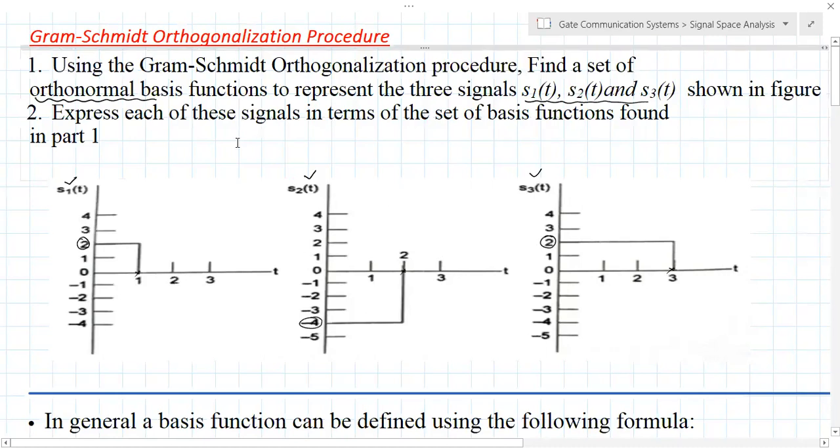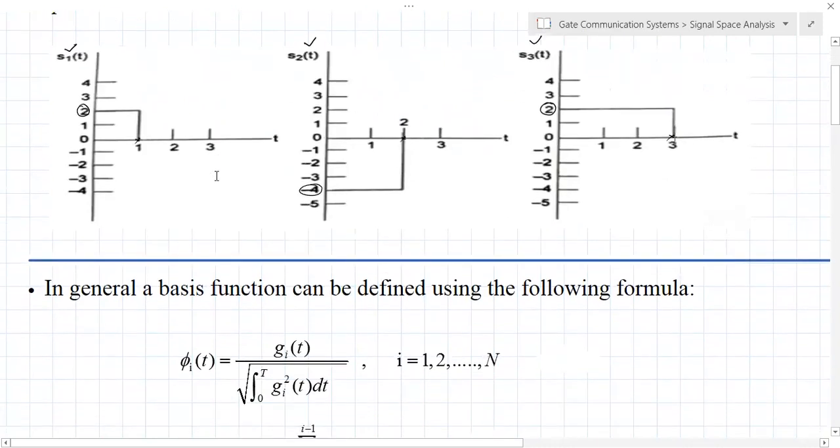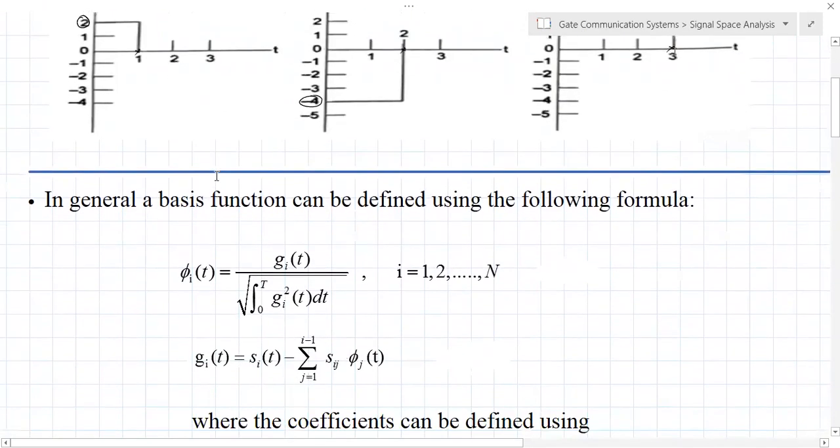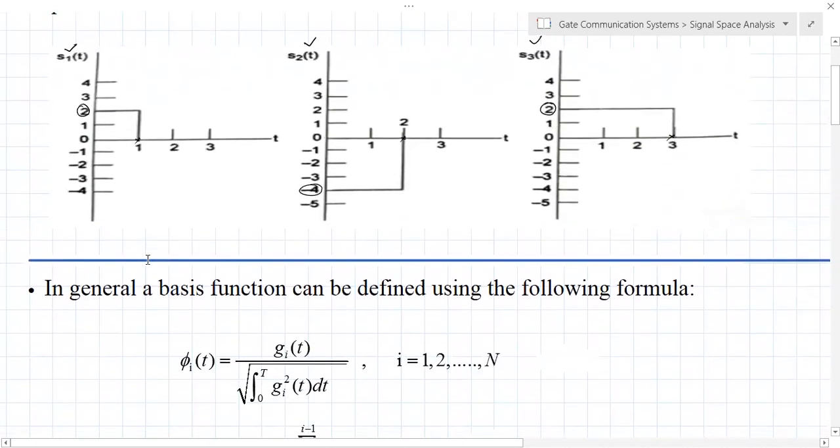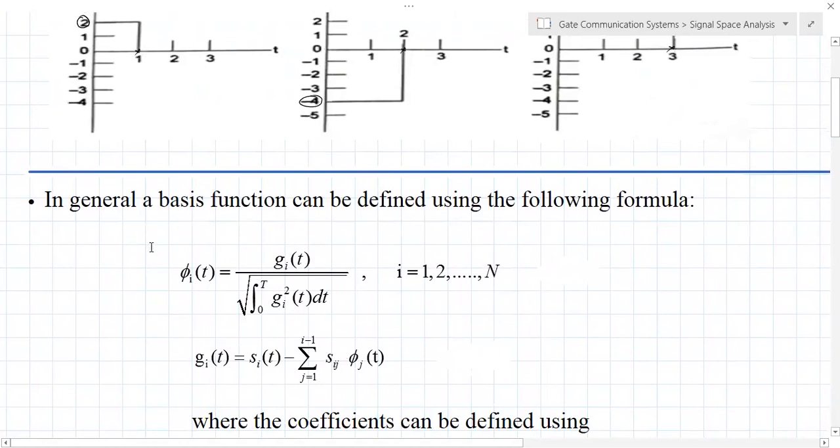For that we can use this Gram-Schmidt orthogonalization procedure, and also we need to express each of these signals in terms of a set of basis functions. So first we need to find the orthonormal basis functions, then we need to express each of these signals in terms of its orthonormal basis functions. So we can first discuss the basic equation that we require to find these orthonormal basis functions.